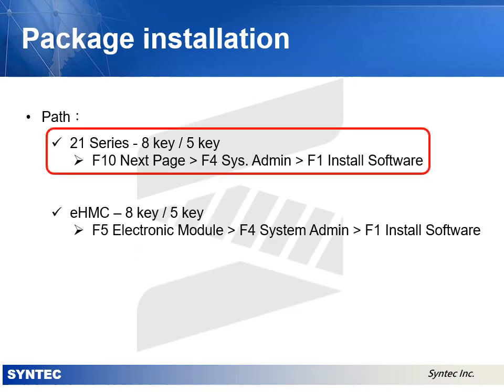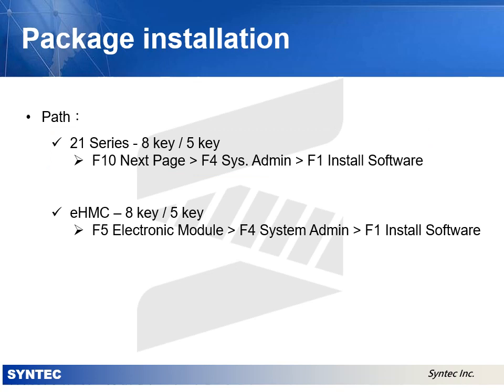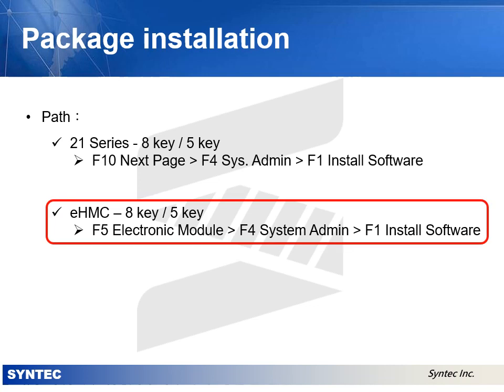The path for software installation on the general machine controller, such as 21 series controllers: press F10, Next page to F4, System Admin to F1, Install Software. For the automation controller, such as HMC controllers, press F5, Electronic Module to F4, System Admin to F1, Install Software.